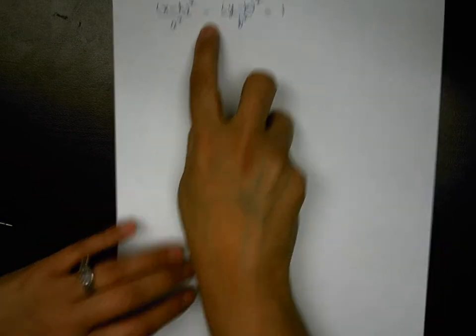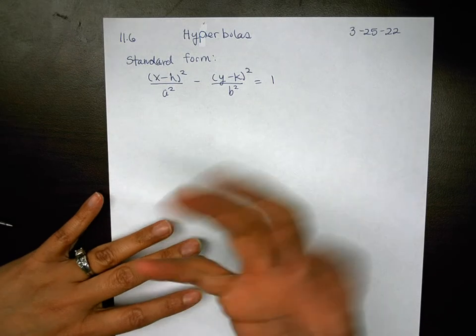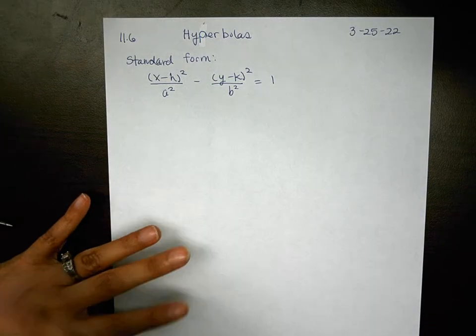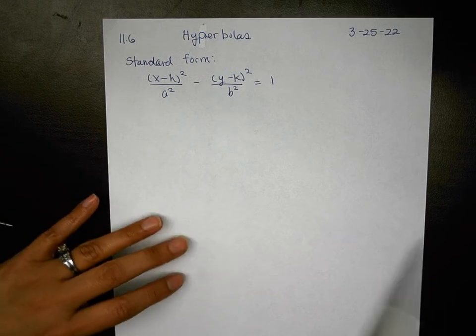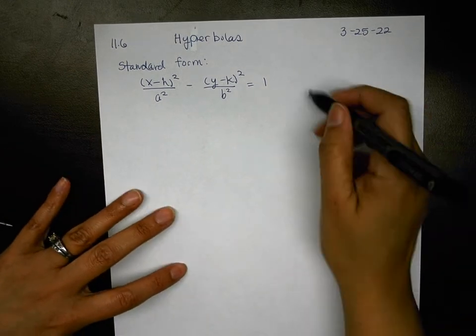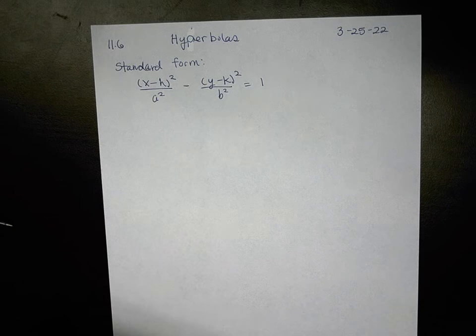On this one, if I flip-flopped them, will it change the graph? It will, because subtraction is not commutative. So we are going to have two different graphs, kind of like we did with the parabolas, where there was an up or down and then there was a right or left. So let me show you what the first one looks like.